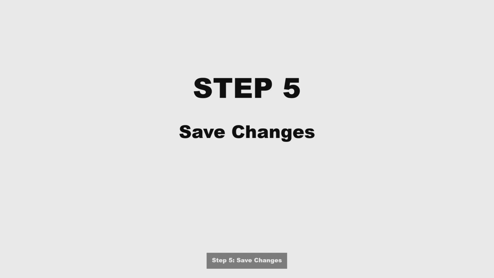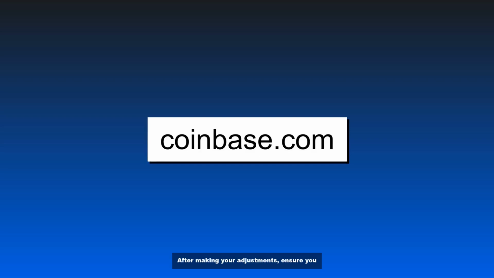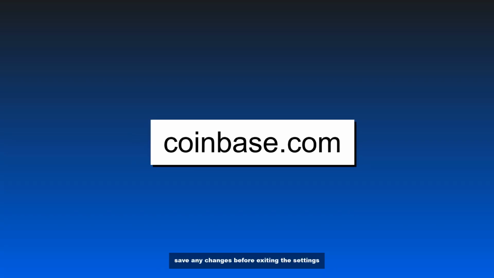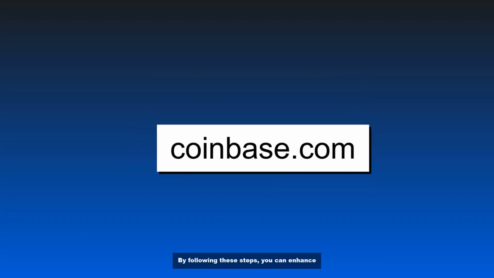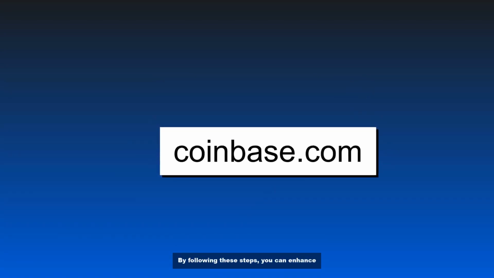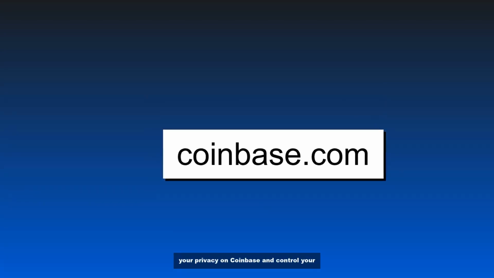Step 5. Save changes. After making your adjustments, ensure you save any changes before exiting the settings menu. This will confirm that your online status is now hidden. By following these steps, you can enhance your privacy on Coinbase and control your online visibility.